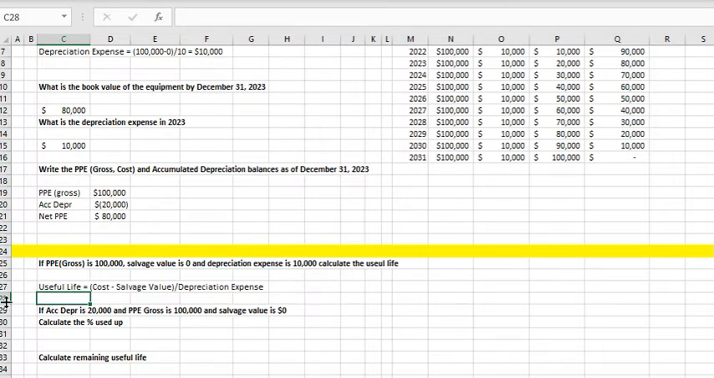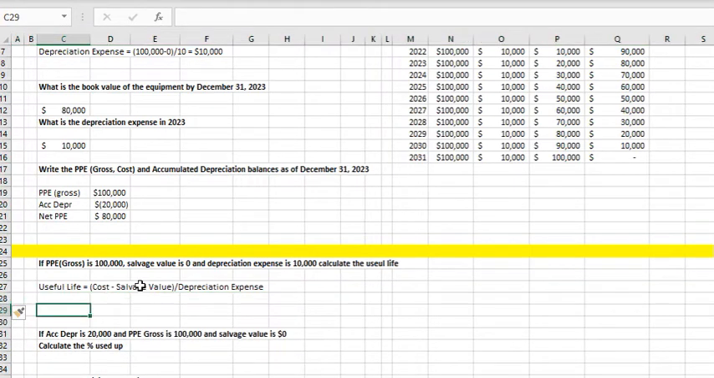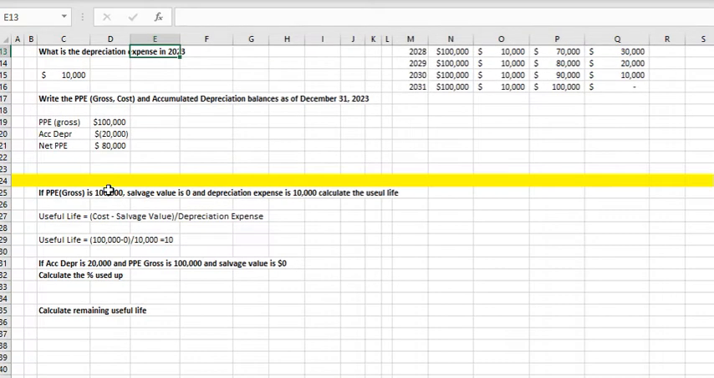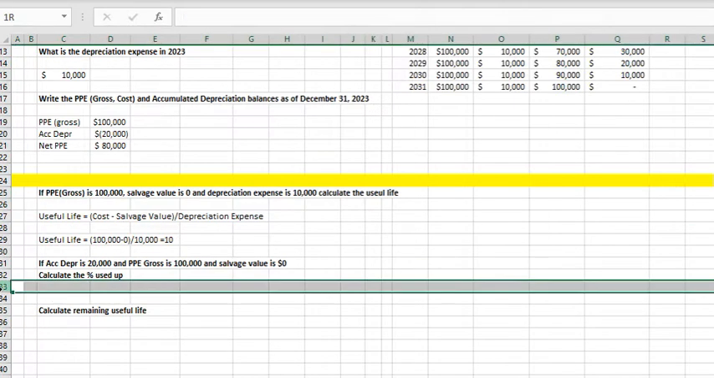So not surprisingly, since we are doing the same question in a different format, useful life in this case is going to be equal to 100,000 minus zero divided by depreciation expense, which we are told is 10,000. The straight line depreciation, the useful life is 10. We knew that from the previous example, which is the same, but this is asking the question differently. Assume you don't know anything about the top part. If you are given the gross value, the cost value, historical value of PP&E, and the salvage value, assuming straight line depreciation, you can calculate the useful life. And then we are going to continue.